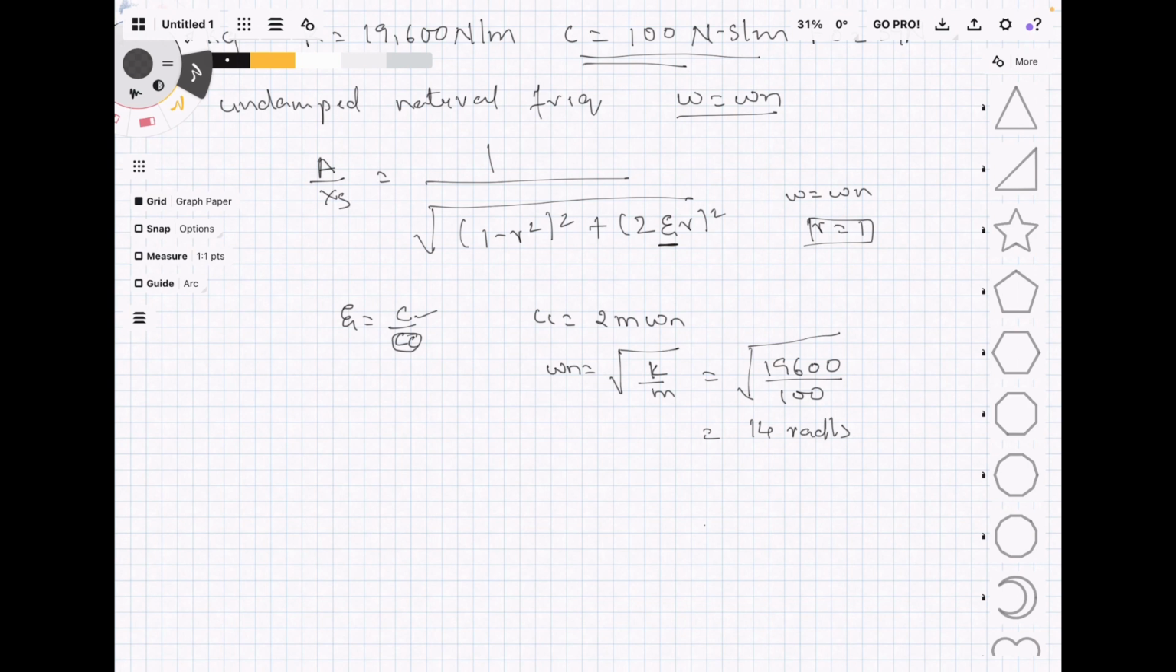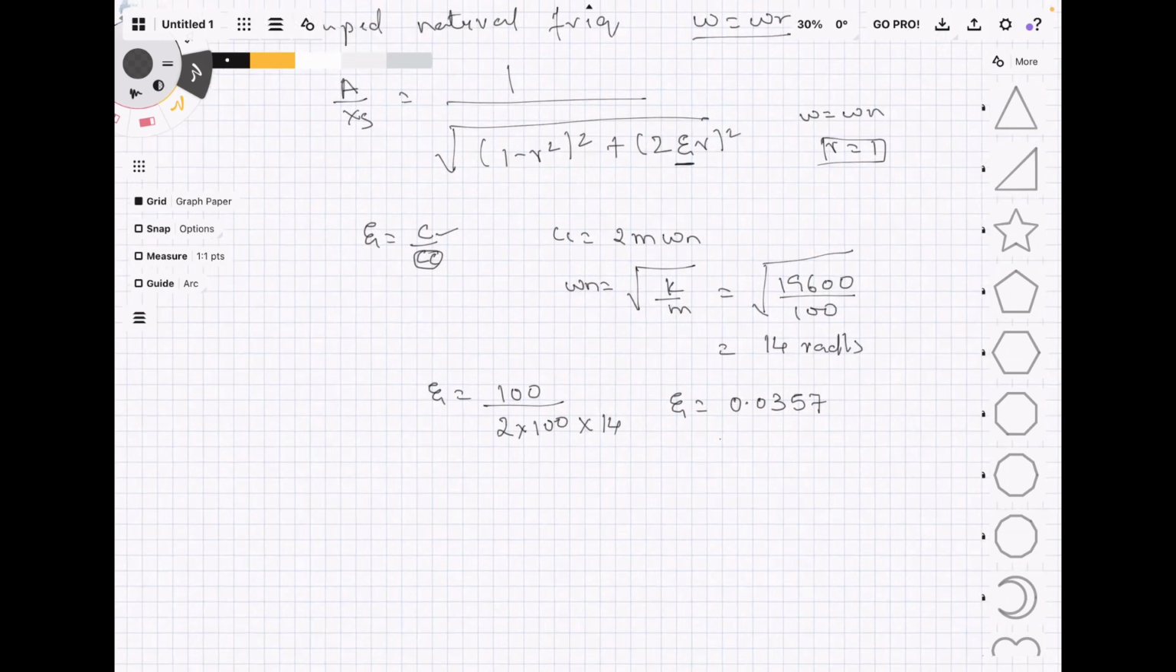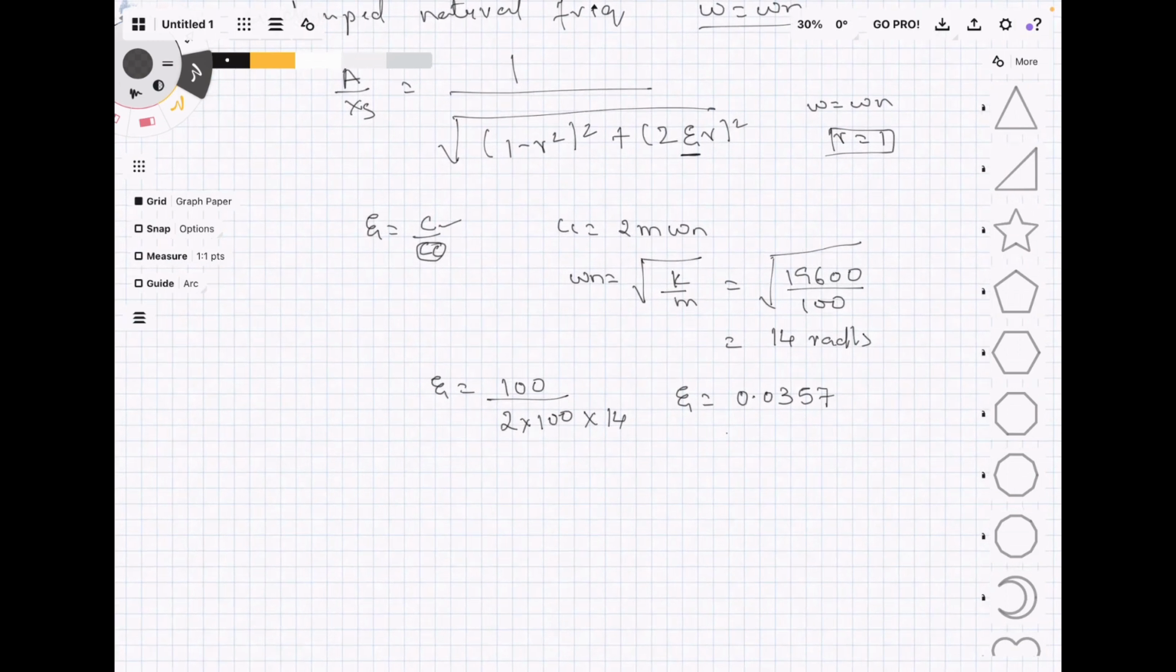So directly I'll be putting this value here. Zeta is equal to c, which is 100 Newton second per meter, divided by cc, which is 2 m omega n. So 2 into mass, which is 100 kg, into omega n, which is 14. So you will be getting the zeta value as 0.0357. So if r is equal to 1 and zeta is equal to the value given here, we'll be solving this particular problem.